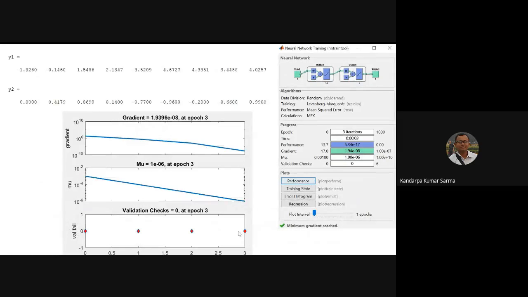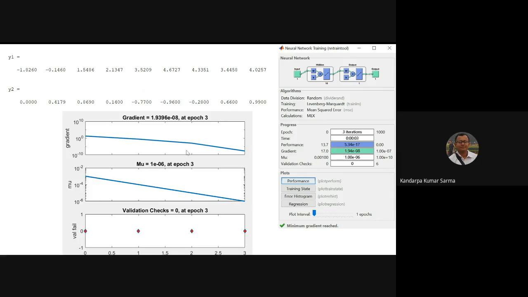So here is the case before training. That is the case post training. It's quite closer to what we want, what is desired. Three iterations are taken, and the performance goal is crossed.